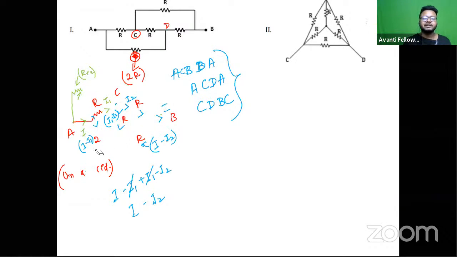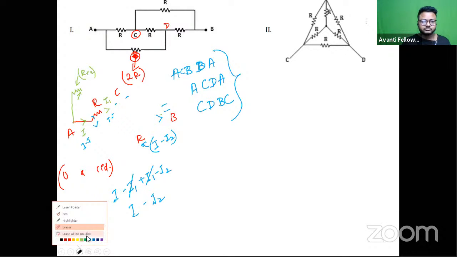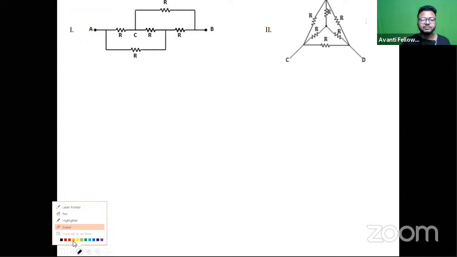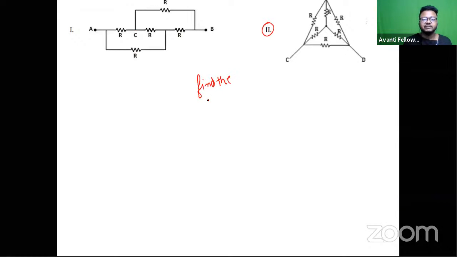Okay guys, so I'm removing it. Let us try to solve the second one. I'm giving you 1 minute. Try to solve the second problem, that is, find the equivalent resistance between C and D. You have to find the equivalent resistance between C and D, right?